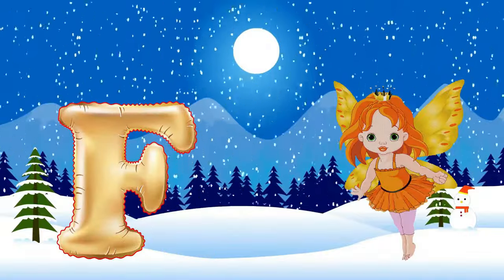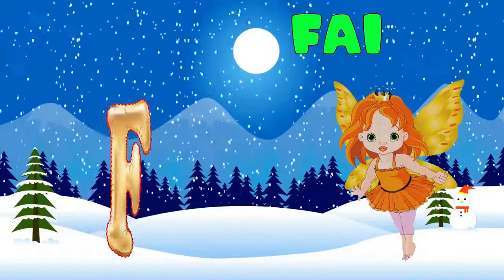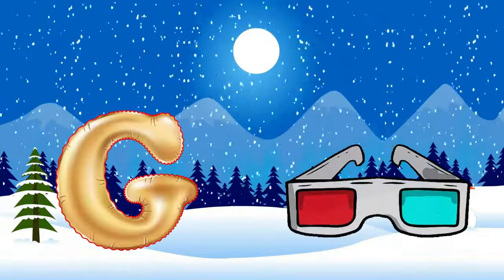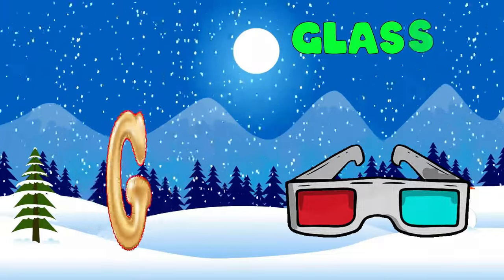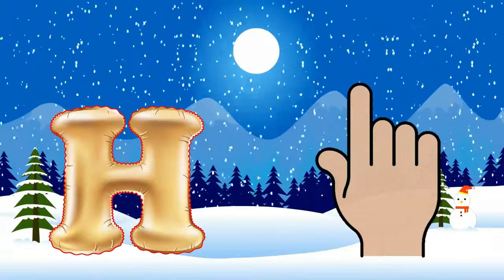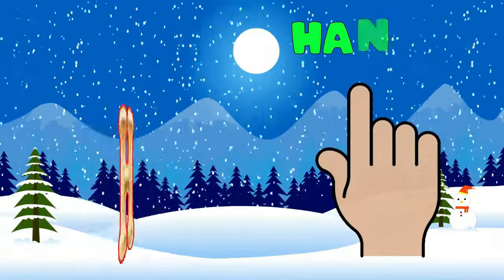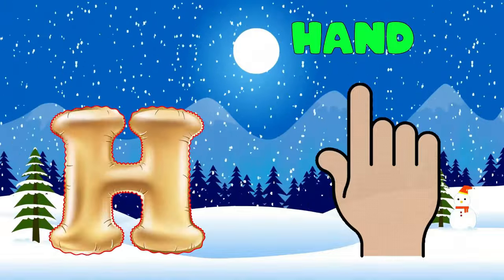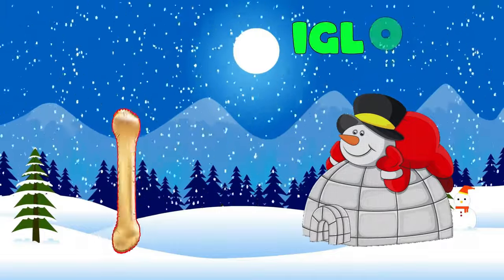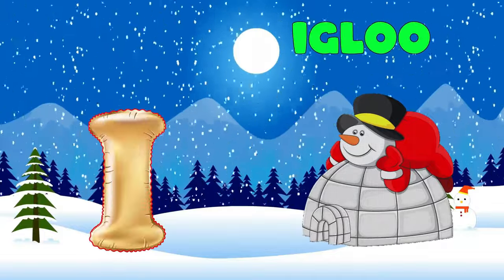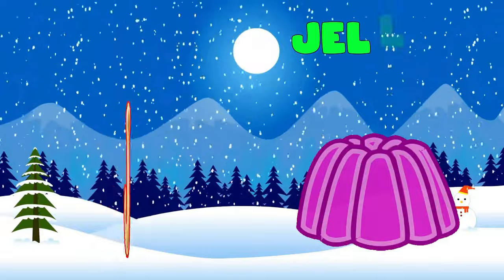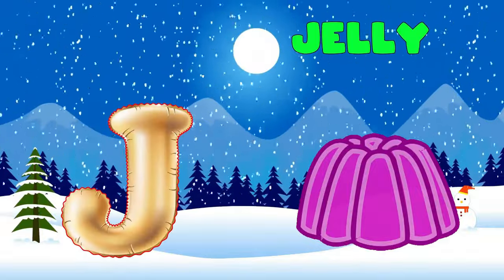F is for fairy. F, F, fairy. F, F, fairy. F, fairy. G is for glasses. G, G, glasses. G, G, glasses. G, glasses. H is for hand. H, H, hand. H, H, hand. H, hand. I is for igloo. I, I, igloo. I, I, igloo. I, igloo. J is for jelly. J, J, jelly. J, J, jelly. J, jelly.